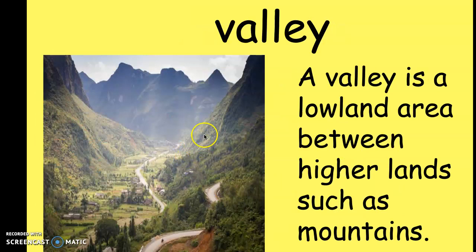The next thing is a valley. So a valley basically is, we have 2 sides of mountain ranges, mountain range over here and a mountain range over here, and then there's this lowland, almost like a U or a V, V for valley. A valley is a lowland area between high lands such as mountains. Sometimes there's a street, sometimes there's a river, and you can even see some people live down here.